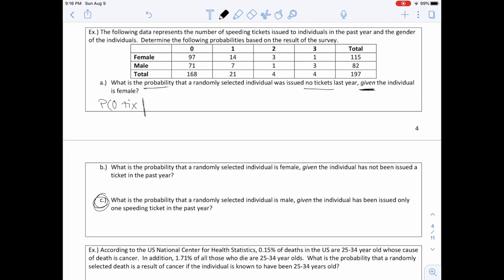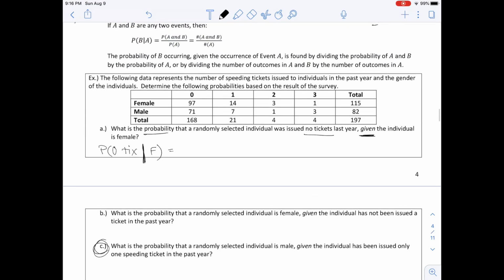that they were issued 0 tickets given that they are a female. So in order to do this, we don't have to deal with probabilities. I'm going to go ahead and count these since we do have a table. And this is going to be using the formula that's listed right up above here. It's going to be the number of people that have 0 tickets and are female divided by the number of people that are female.